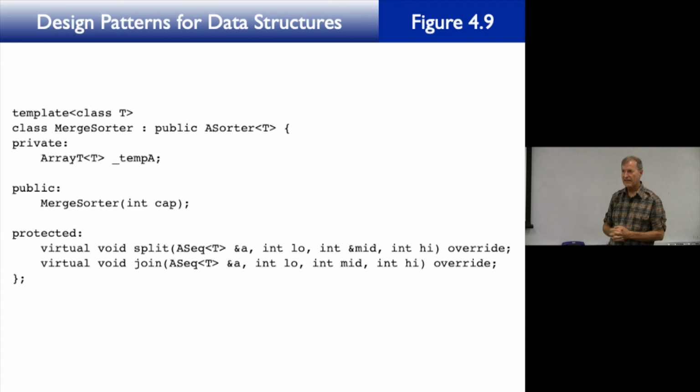Oh, it inherits. That's inheritance. So what are we saying? Merge sorter is a subclass of what? A sorter. Are you with me? So there's the UML diagram: merge sorter inherited from A sorter. Are we good? Yes, merge sorter inherits from A sorter.